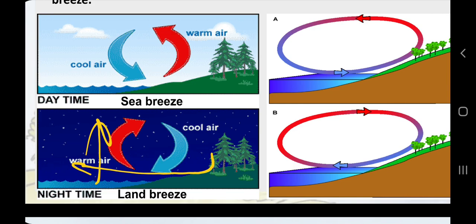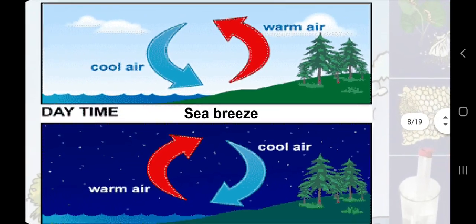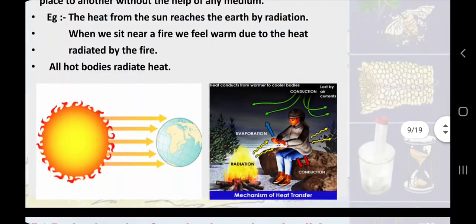So at daytime cool air is flowing from sea to land, and at night time cool air is flowing from land to sea. In both cases these cool breezes are called sea breeze in case of day and land breeze in case of night. So this is a very simple idea. Here you can again notice the sea breeze and land breeze.